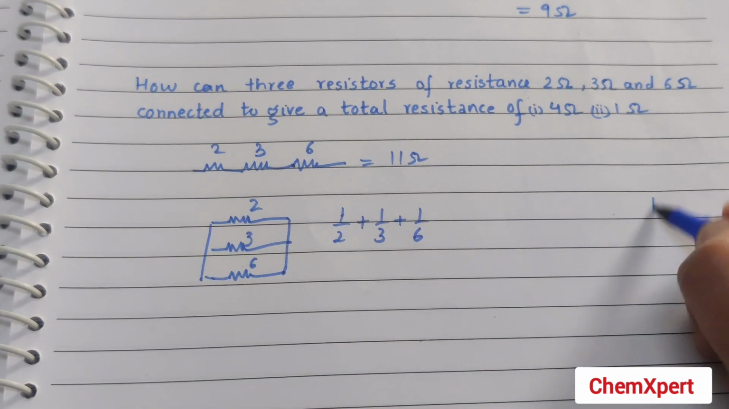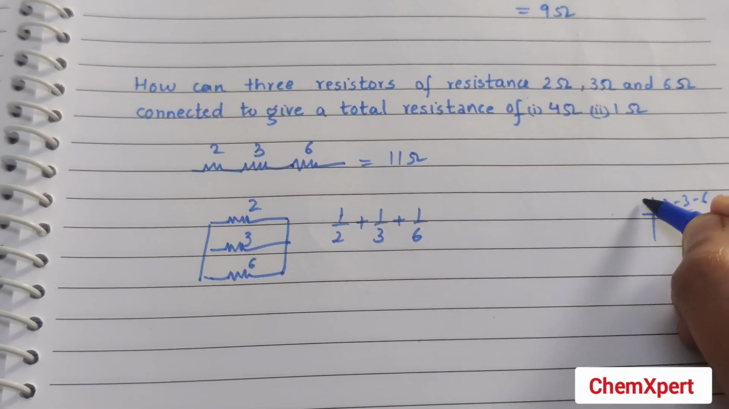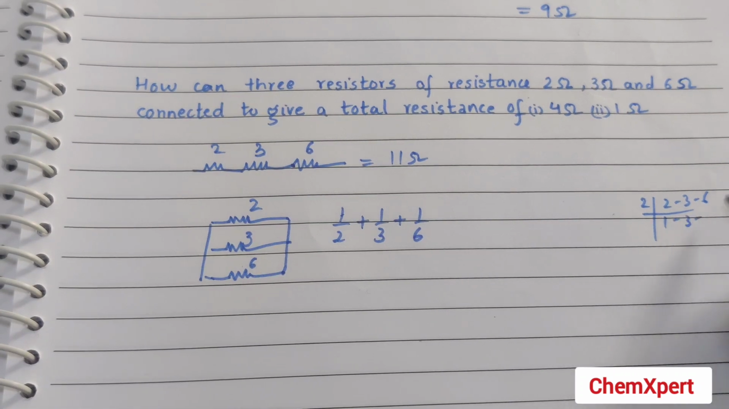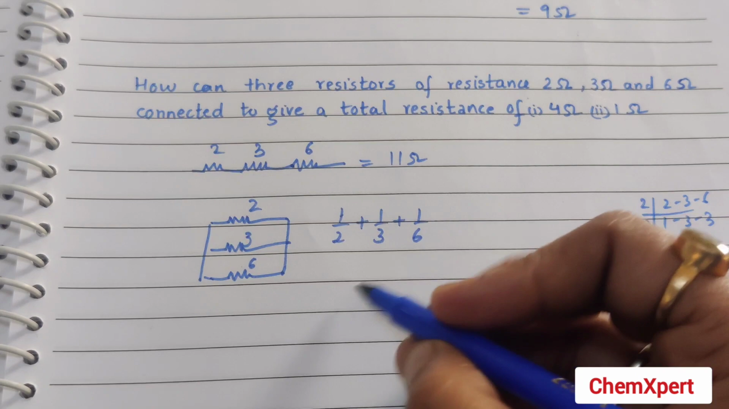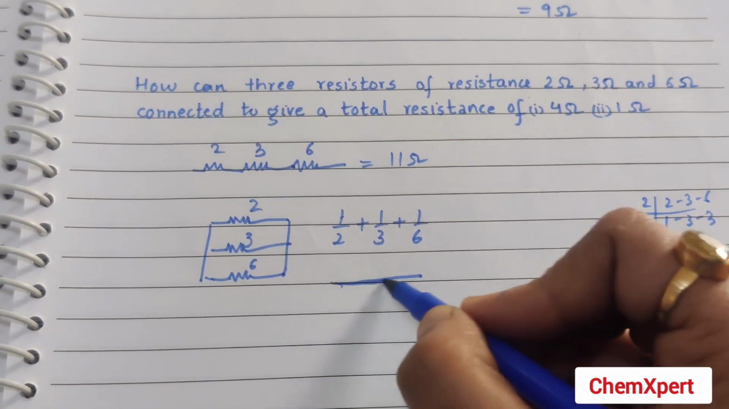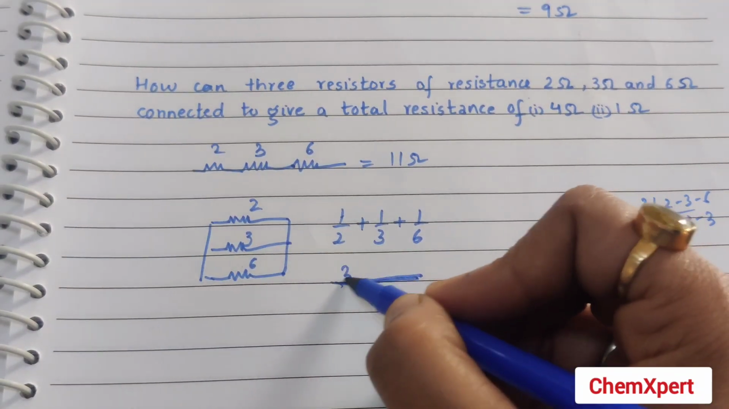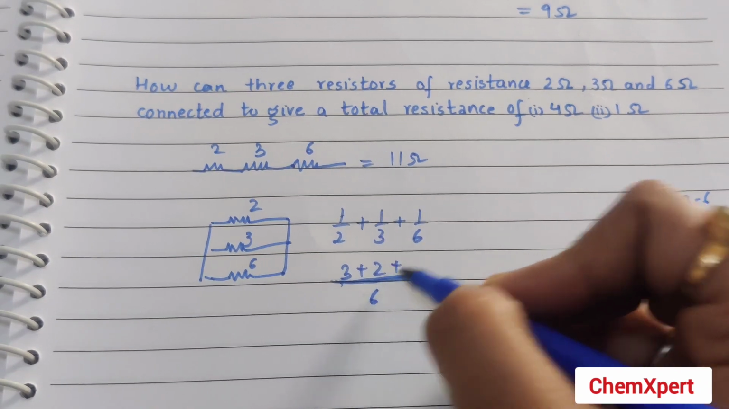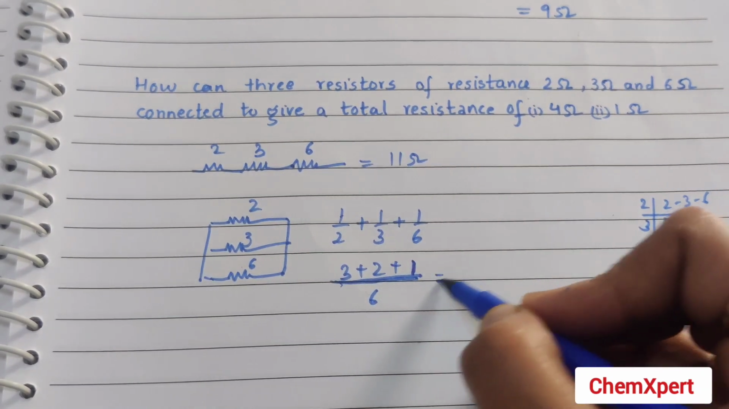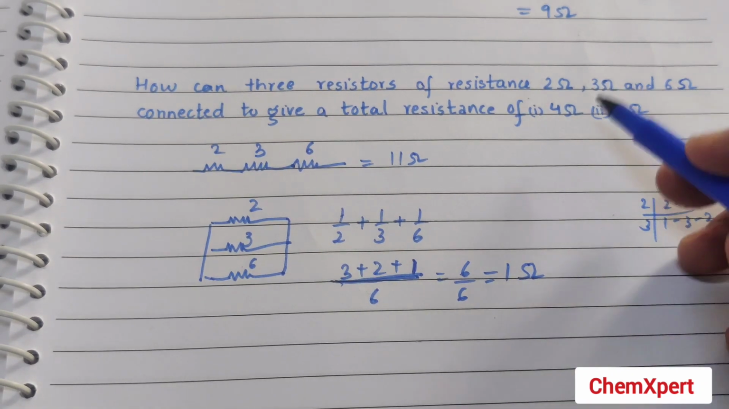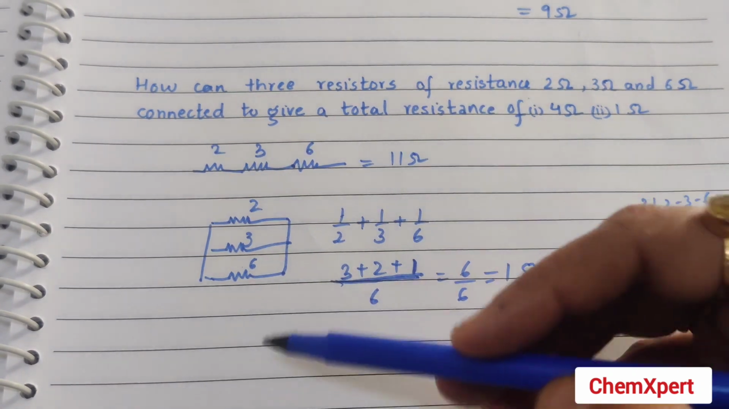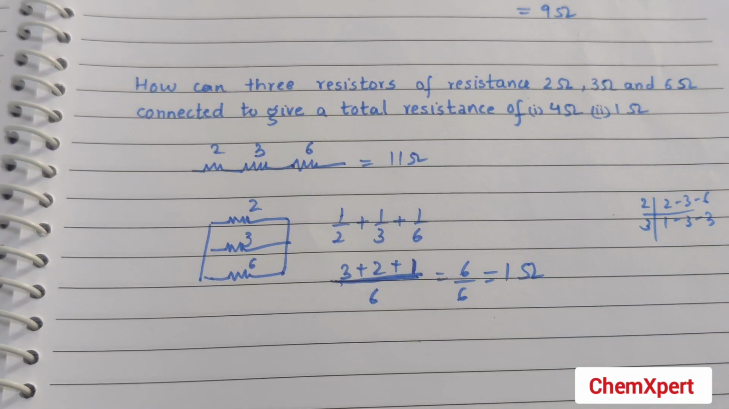So just take the LCM here. 2, 3, 6: 2 ones are 2, 3 twos are 6, 6 ones are 6. So 6 will be the LCM here. So 6 by 6, or the answer will be 1 ohm. So how do we get this value 1 ohm? When we connect all these three in parallel to each other.